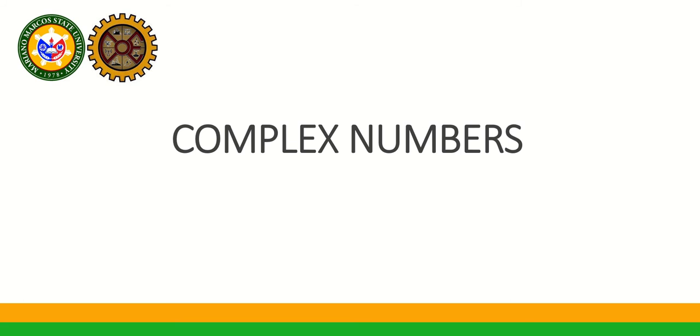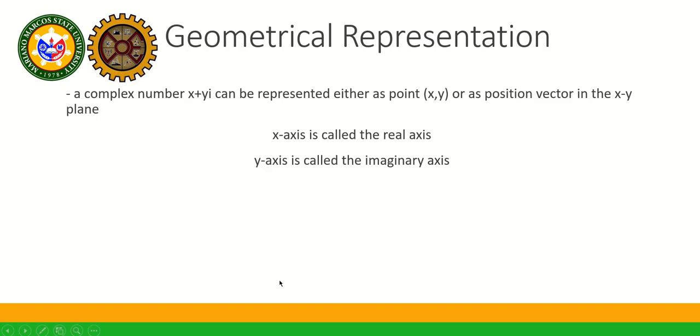Okay, so we continue our discussion in complex numbers. So, geometrical representation. A complex number x plus yi can be represented either as point (x, y) or as position vector in the xy plane. So, our x-axis is called the real axis and the y-axis is called the imaginary axis.